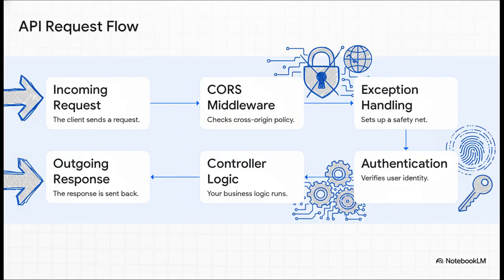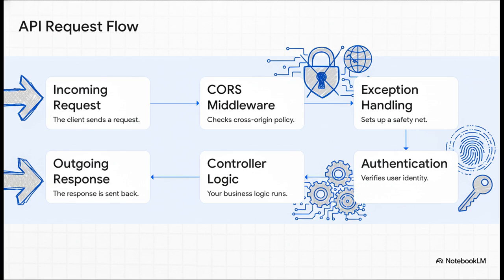And this slide shows that flow perfectly. So let's follow a request on its journey. It comes in at step 1. First, it might hit the CORS middleware to check if the request's origin is even allowed. Then it passes through our exception handler, which is like a safety net. After that, authentication checks if the user is who they say they are.